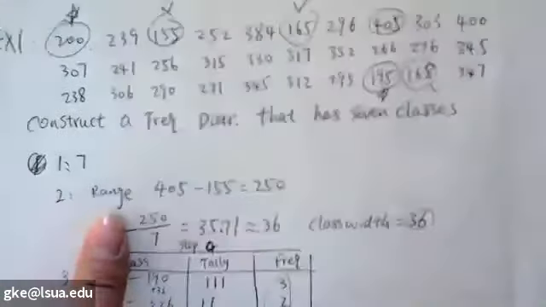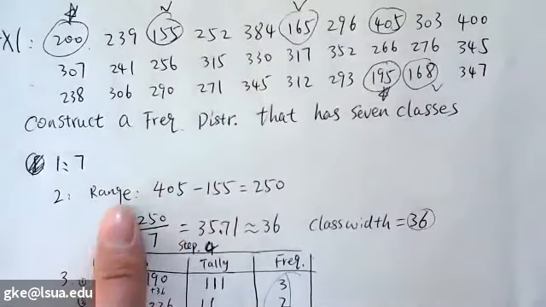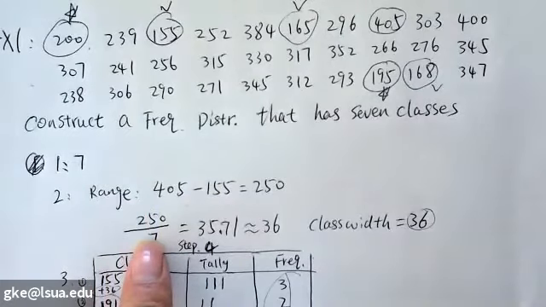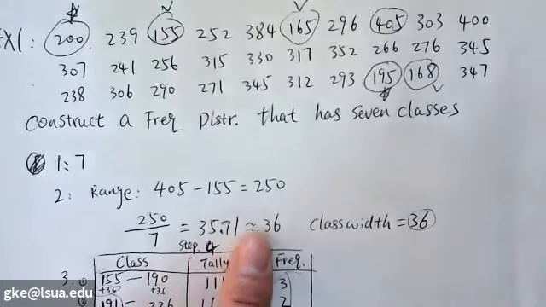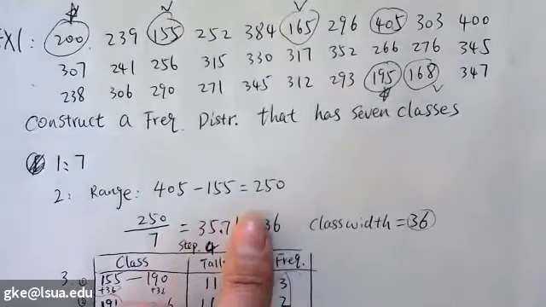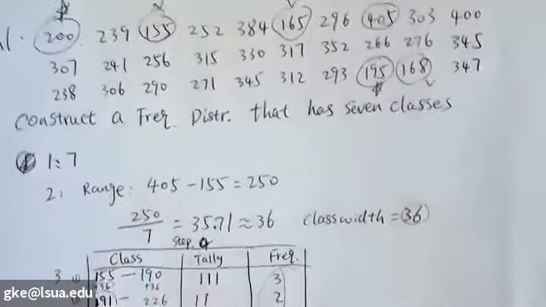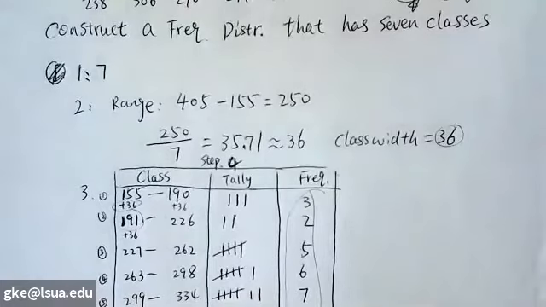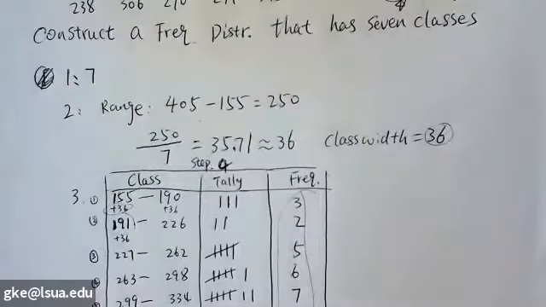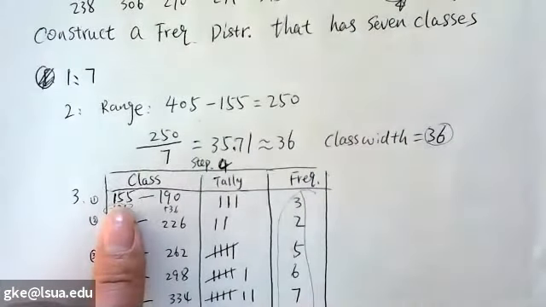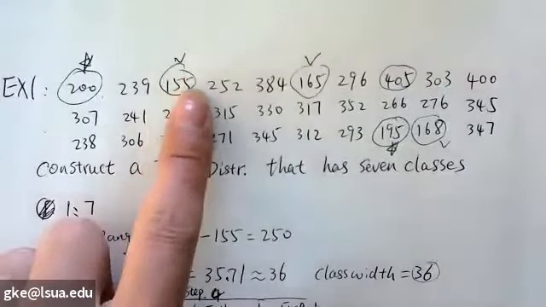And the range is going to be the maximum minus the minimum, divided by the number of classes. We got 75.72. So we round up. That means we're going to have class width 36, right? Okay. After you get the number of classes and class width, we can start with the minimum number, right? The minimum number here is 155.